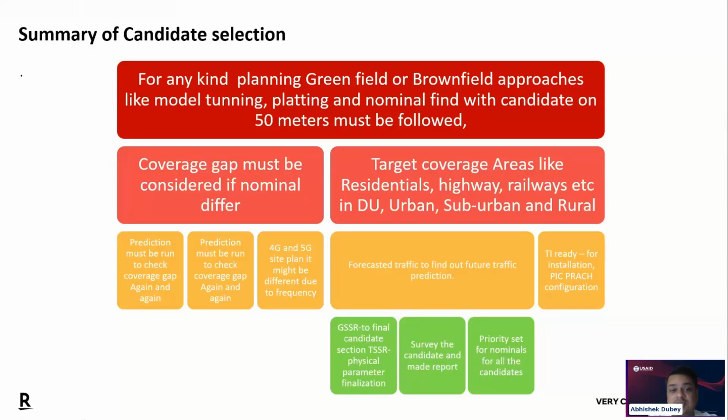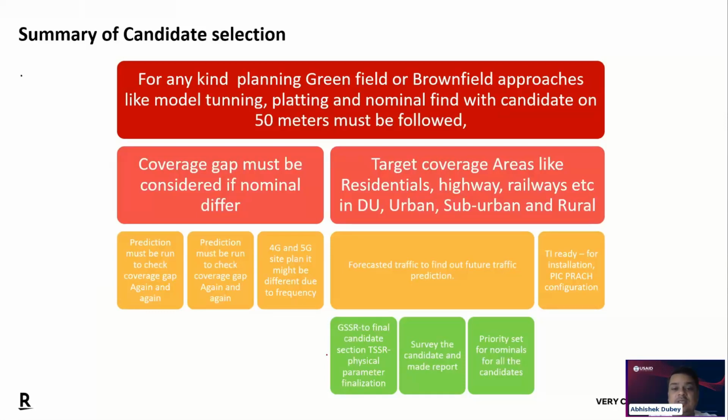All right. The next is that coverage gap must be considered if nominals differ. There should not be any coverage gap, whether it is dense urban, suburban or rural that you are going to consider, because the planning is always based on the clutter type. So clutter type is a must to consider. The next one is that a prediction must be done to check the coverage gap again and again, because there will always be a verification round after the survey. So you have to get the prediction plot for the coverage again and again.